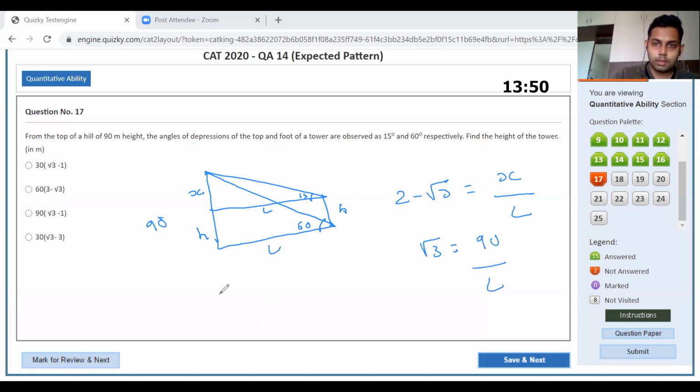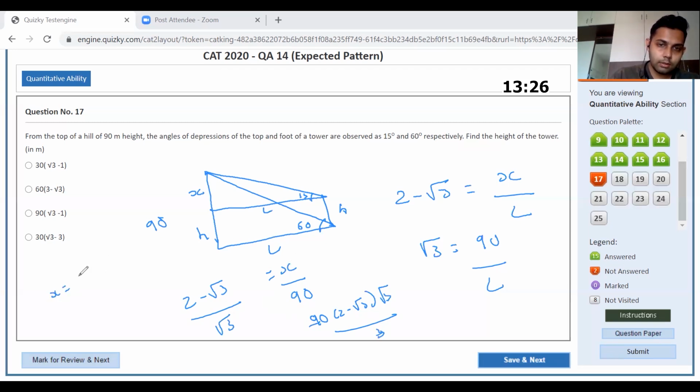If I just equate these two, 2 minus root 3 divided by root 3 is equal to x by 90. So x is equal to 90 times (2 minus root 3) into root 3 divided by 3. 3 30s are 90, so x is equal to 30 into (2 root 3 minus 3).